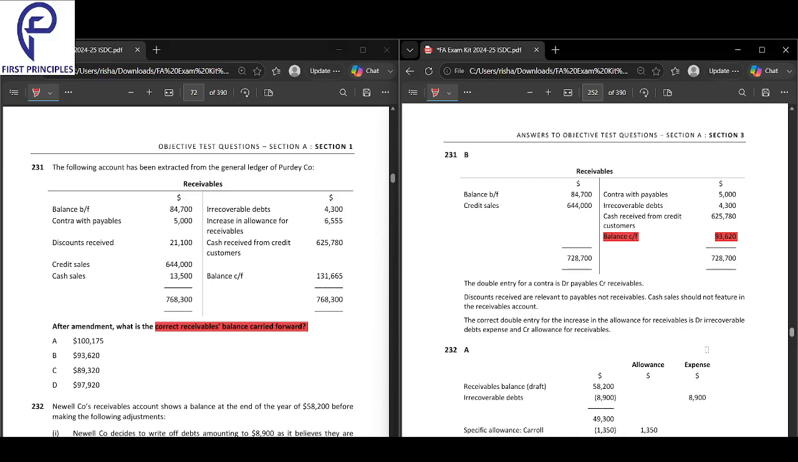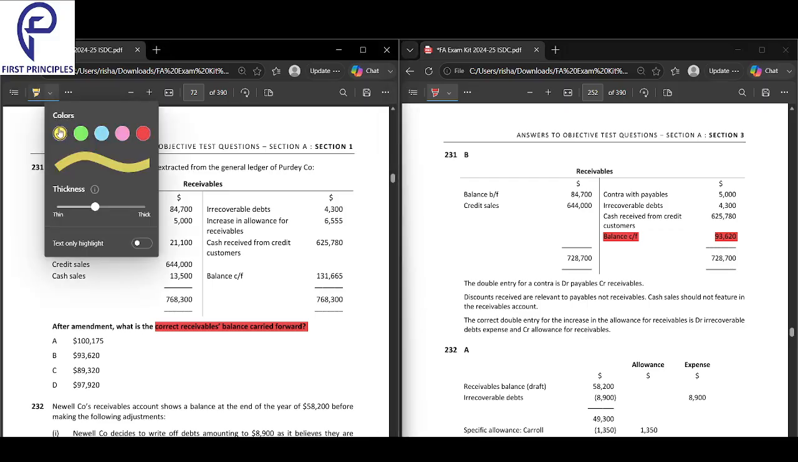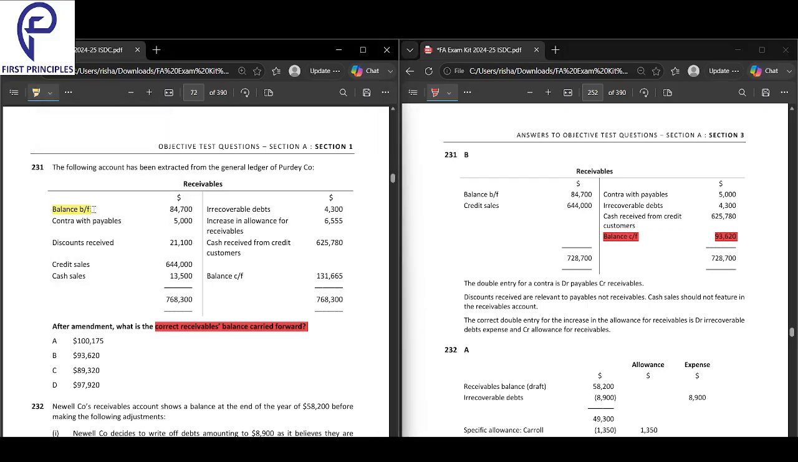So they gave you a wrong T account and told you there are some things that will be wrong. You have to figure out what is wrong, and then you have to make a new account and get the answer. Okay, so let's look into it. We'll go a little fast on this because it's a similar sum. First you have your opening.